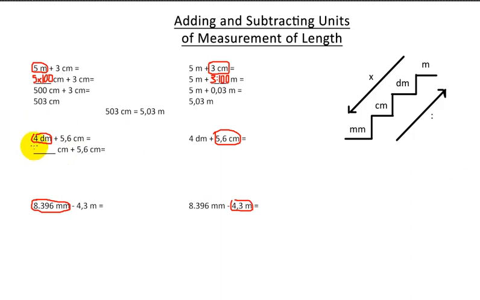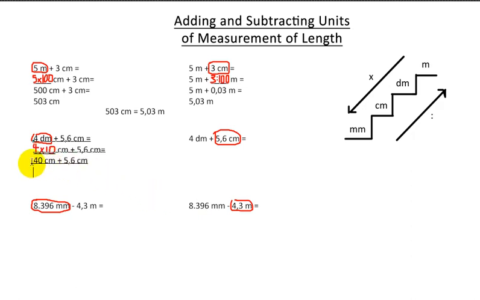Now we want to write down on this line the calculation we want to do. We take the 4, obviously. Since we're going from decimeters to centimeters, that's one step down. So times 10. On the line below, say 4 times 10 makes how much? 40. 40 what? Centimeters. Plus 5.6 centimeters.